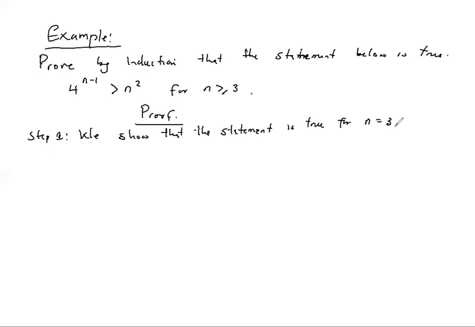So 4 to the power 3 minus 1 is the same as 4 squared, which is 16. Left-hand side. Right-hand side.